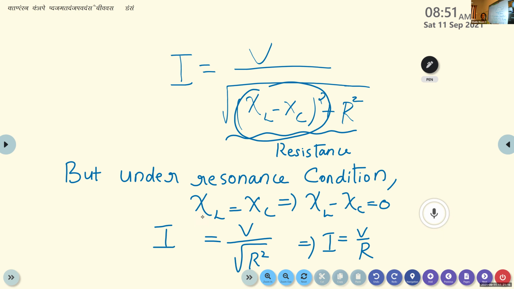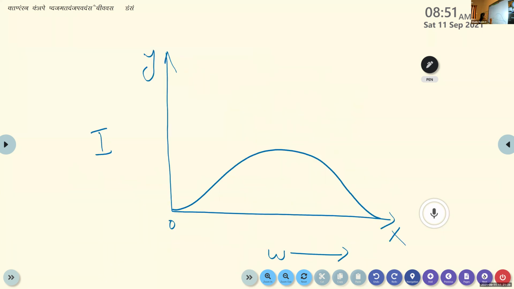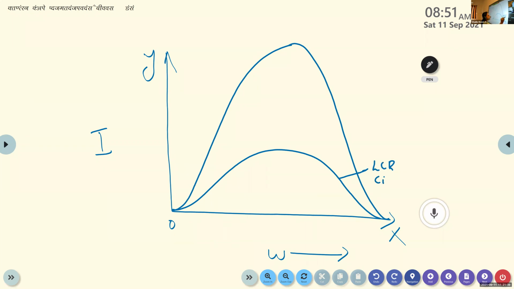Then what happens to the value of current? Current increases. So under resonance condition, it offers a maximum amount of current. The first graph indicates the graph for the LCR circuit, the second one for the resonance condition.